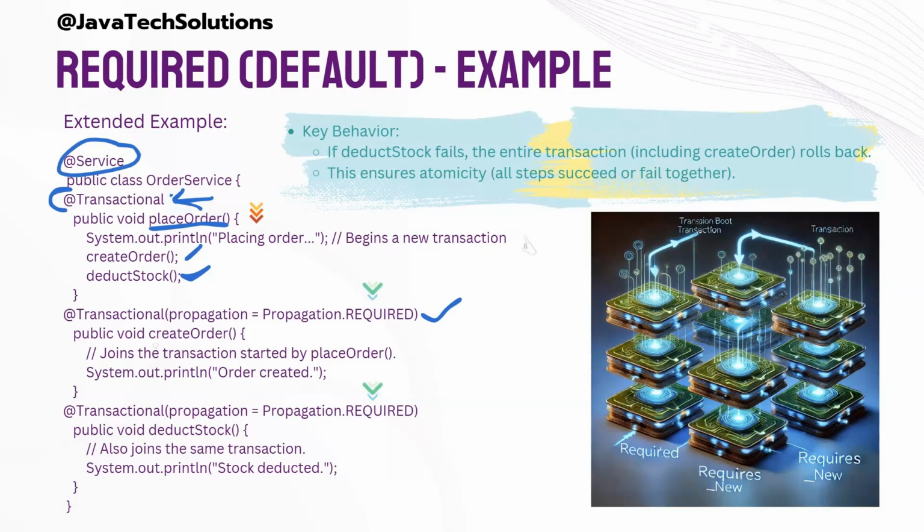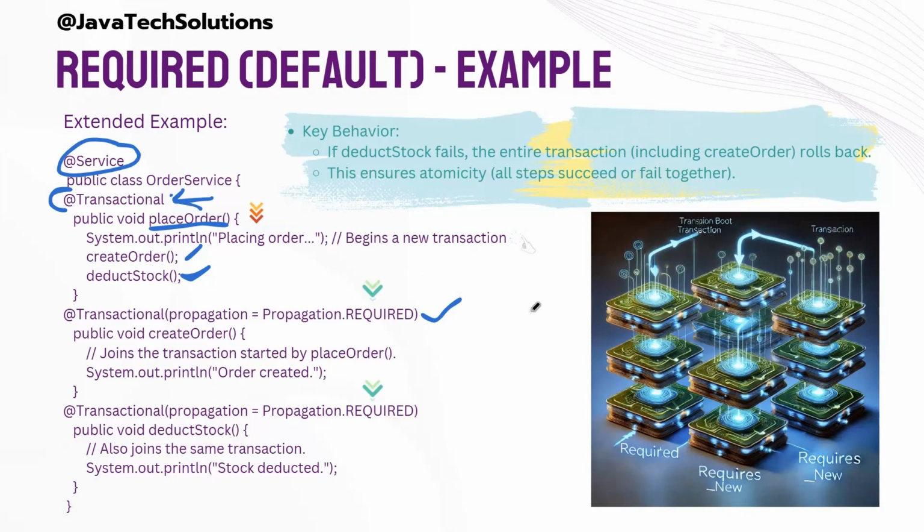Now if we talk about when we are going to use this one: we use REQUIRED when we want two methods to share the same transaction context for simplicity and consistent data handling. So this is about the REQUIRED propagation type in a Spring Boot transaction.